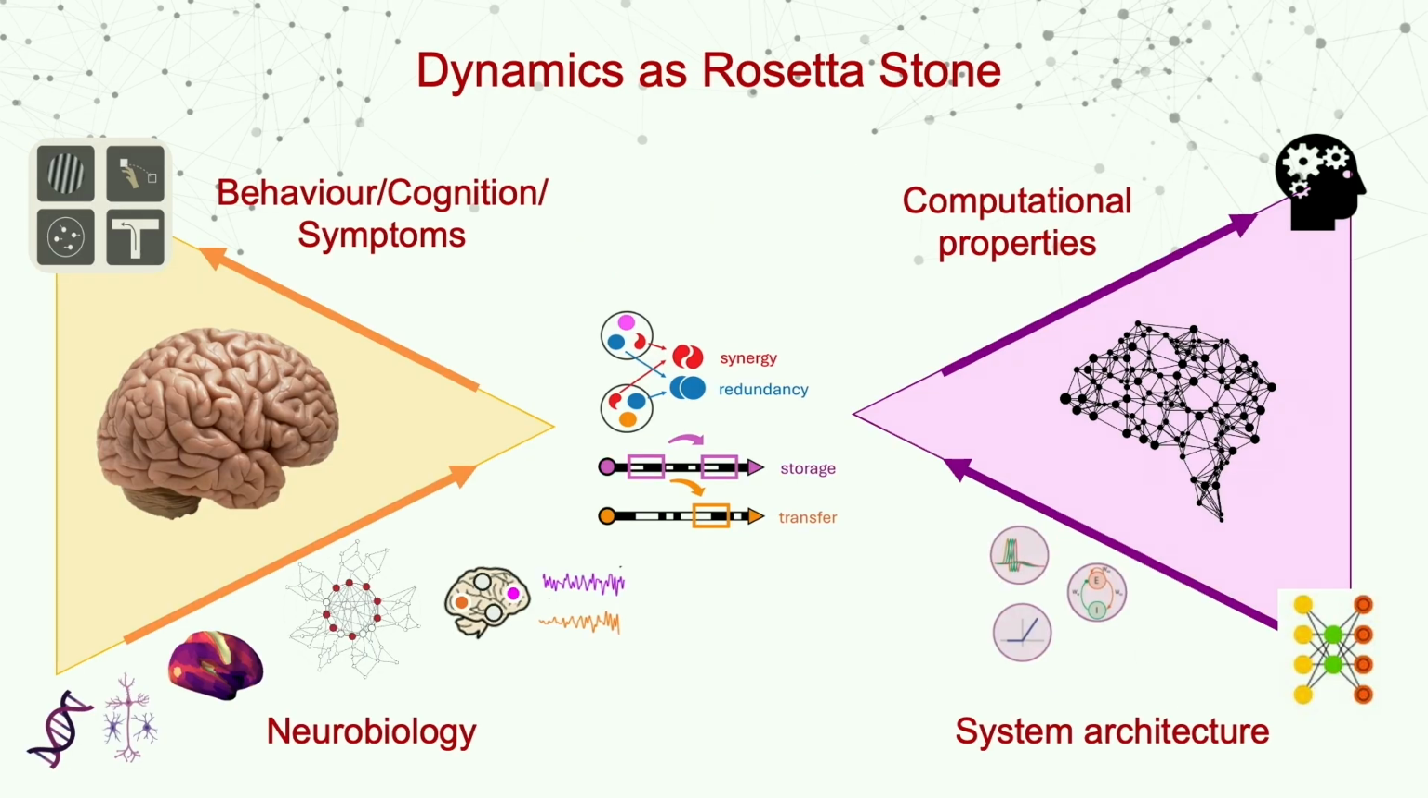So altogether, I hope I've convinced you that we can use dynamics as a kind of Rosetta Stone to bridge from single neurons in the worm to whole brain in the human, and everything in between, and from biological brains to artificial brains, such as in our computational models.